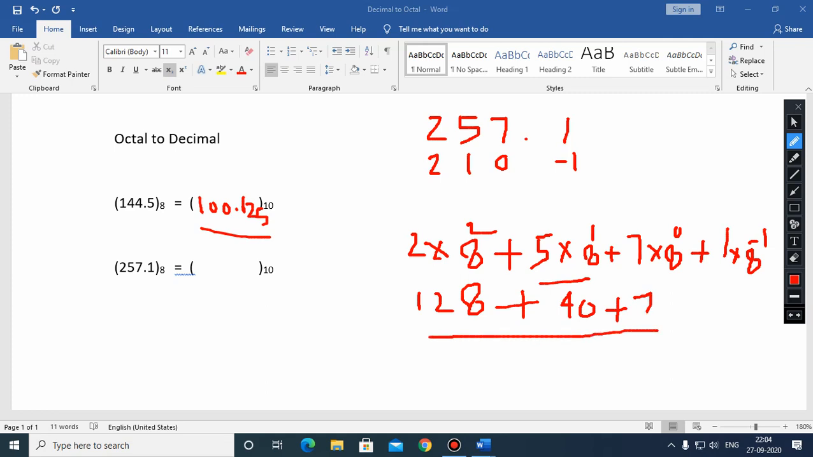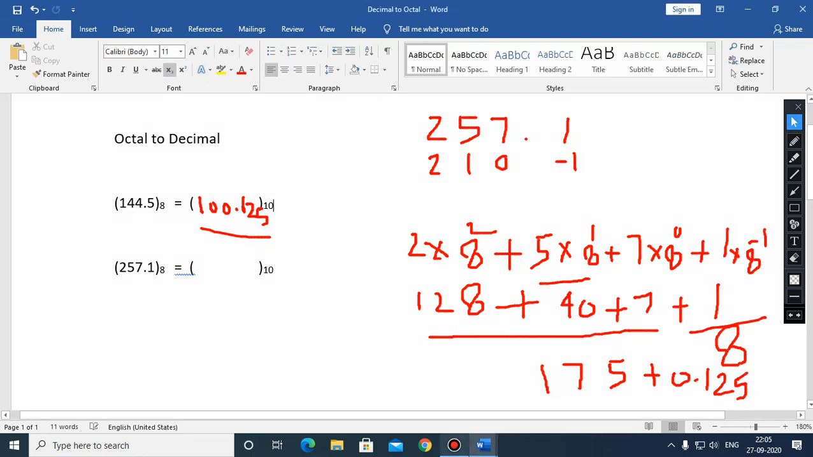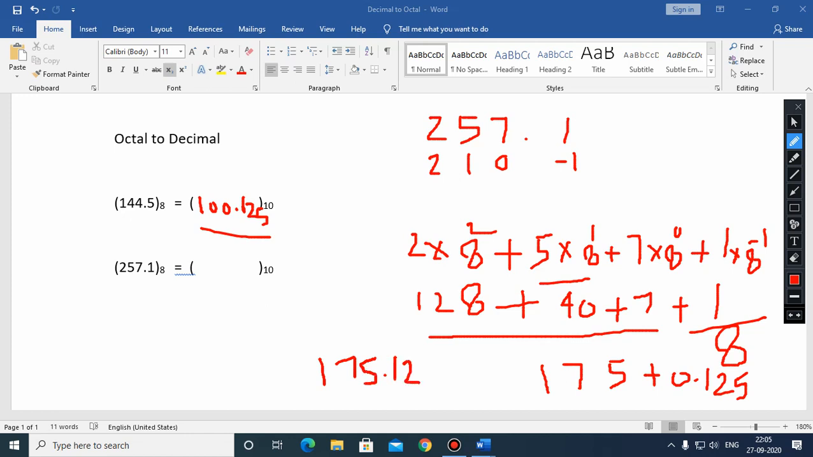If you add all these together, what is it? And here it is 1 by 8. So it is 5, it is 7, and it is 1. So it is 175 plus that 1, which is actually 0.125. That is actually 175.125. So this is the decimal equivalent.